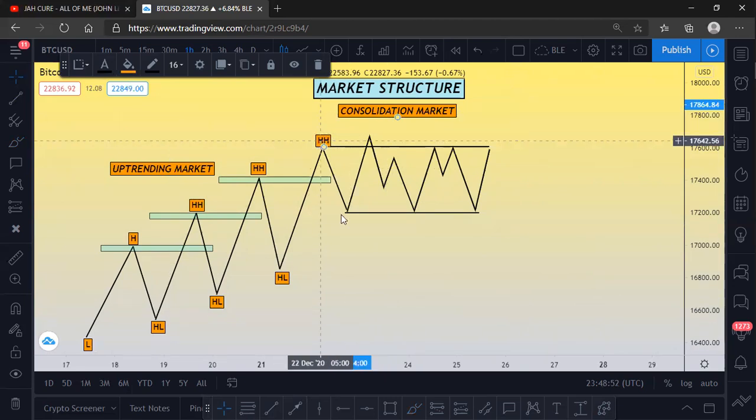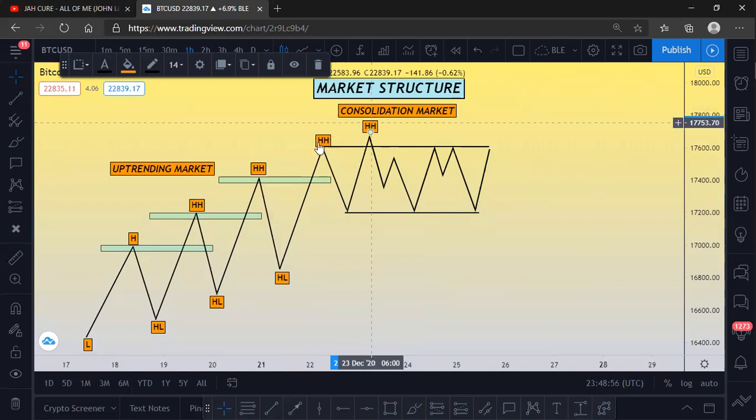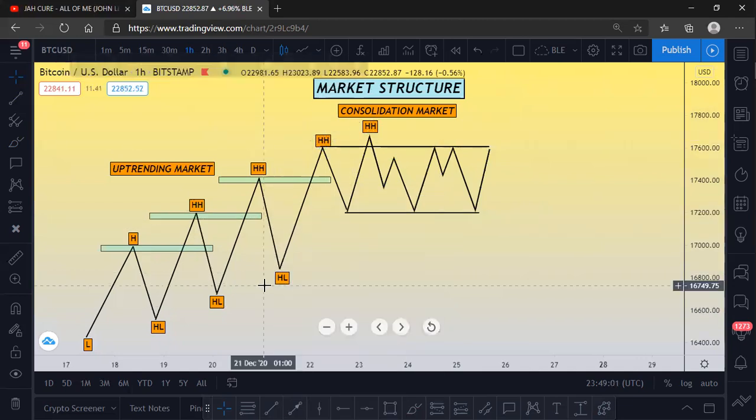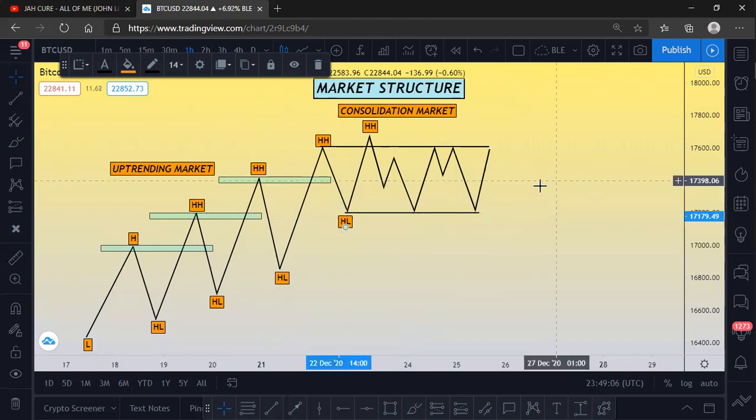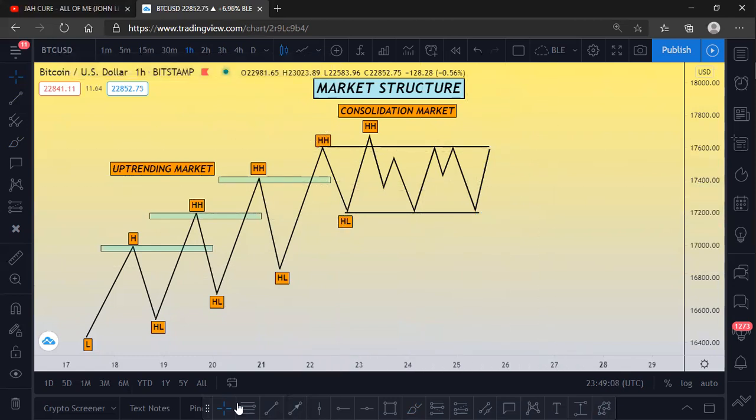So then this is going to be a new what? A new higher high, because it closed above this previous high, and then this is going to be our what? Our higher low, right? All right, good. If you have any question, you can ask me, okay? So then we see something like this.